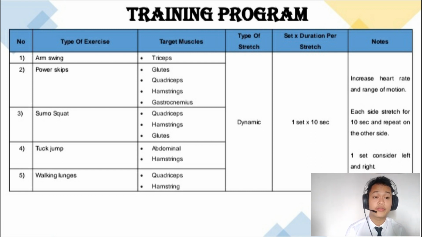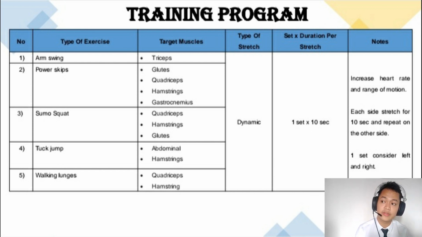We started with dynamic stretching. For dynamic stretching, there are exercises such as arm skip, arm swing, power skips, sumo squat, tuck jump, and walking lunges. We do it for one set only. One set is 10 seconds each, left and right.